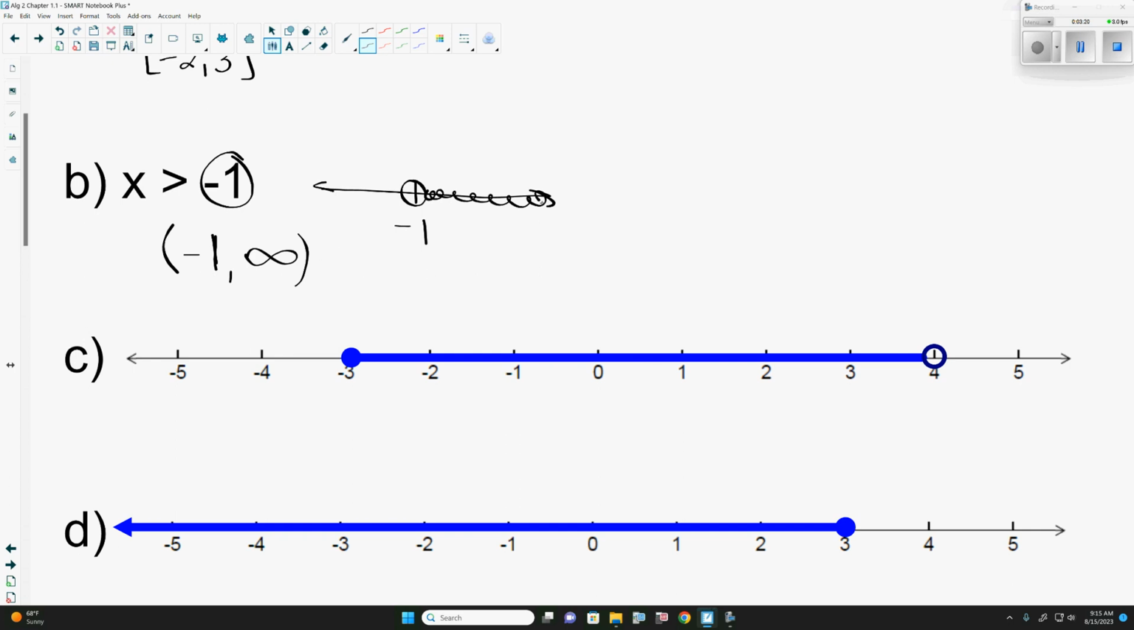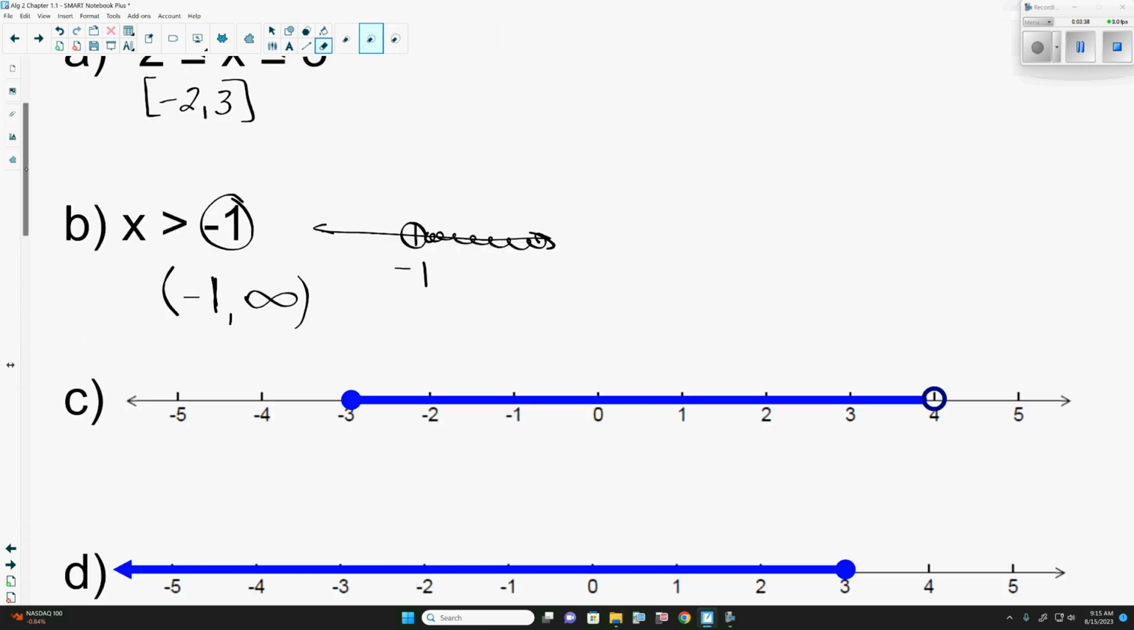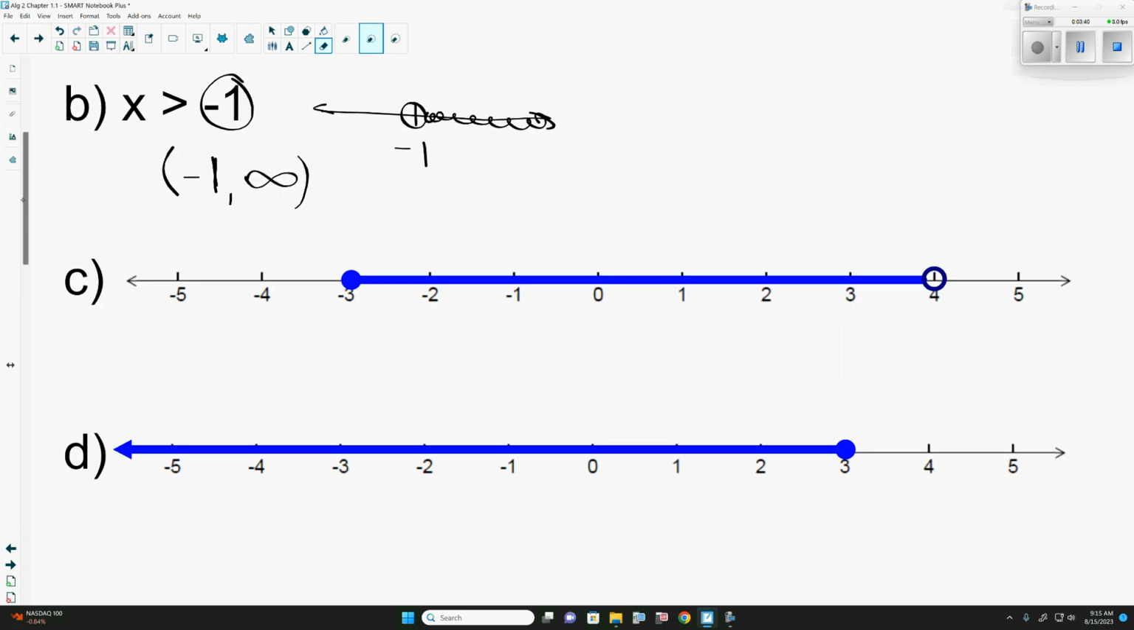It's closed, like the box there. Because it is greater than or equal to, we would use a bracket. If it's not equal to it, then we do not use a bracket.